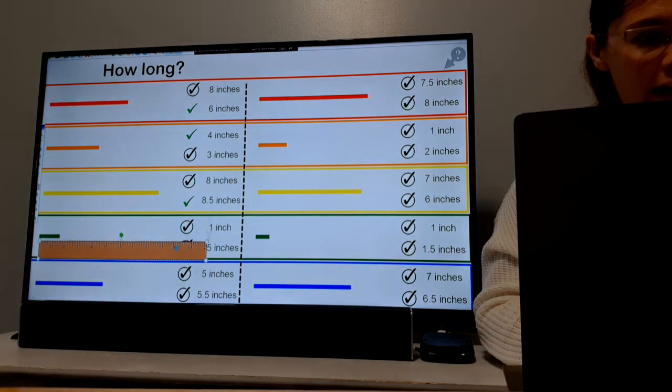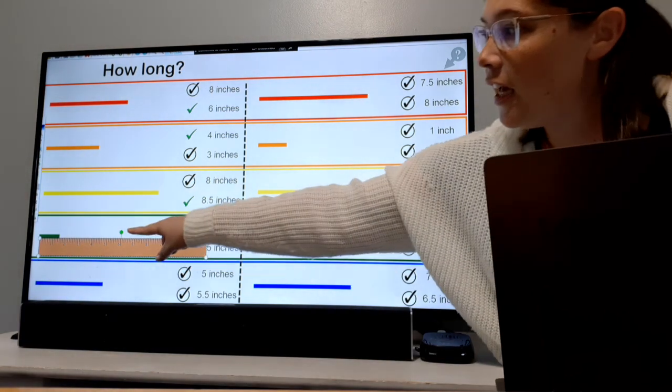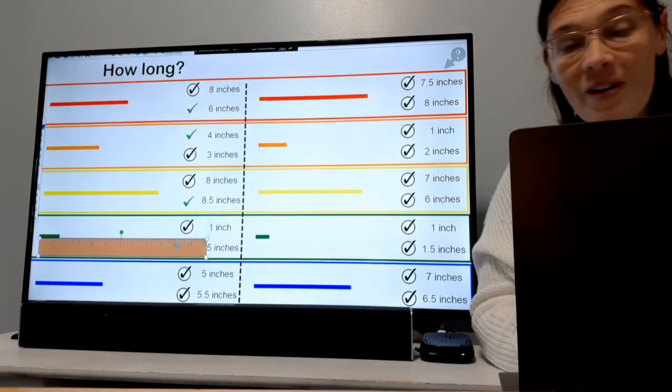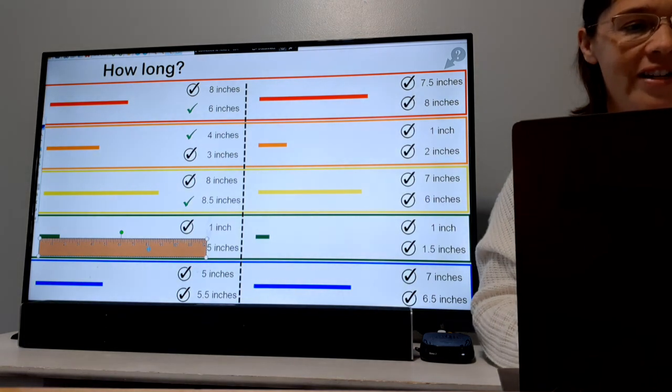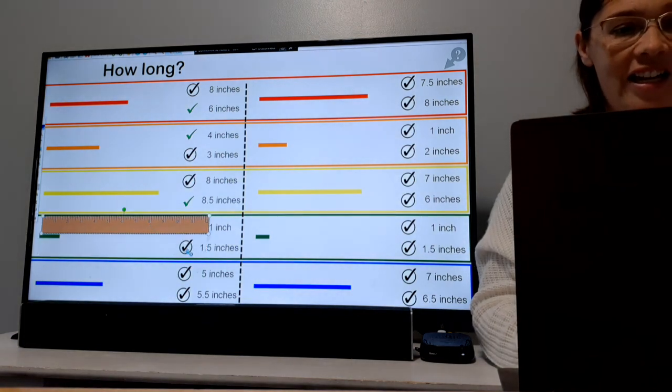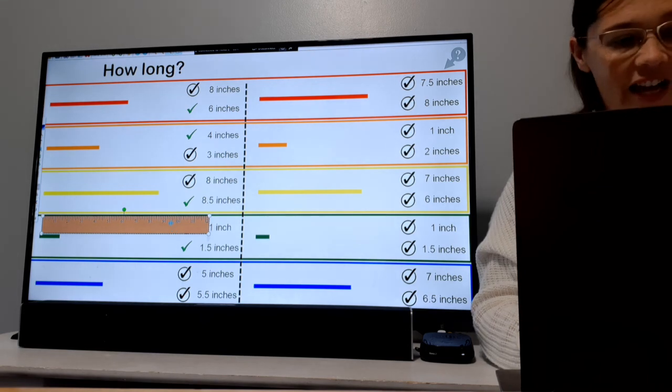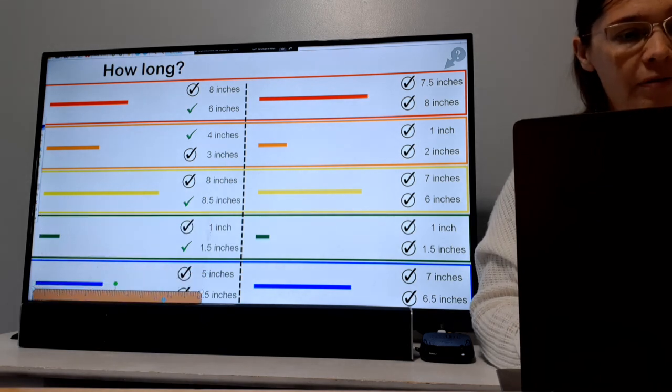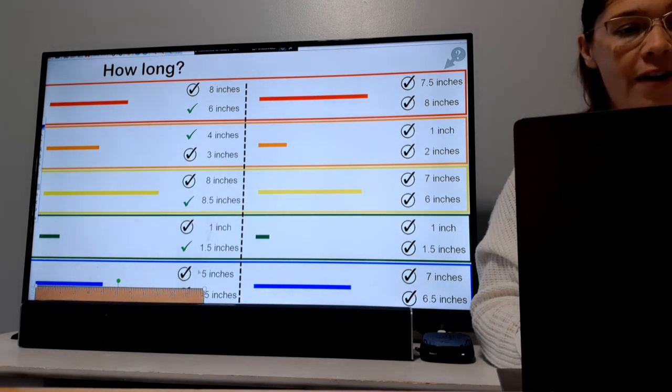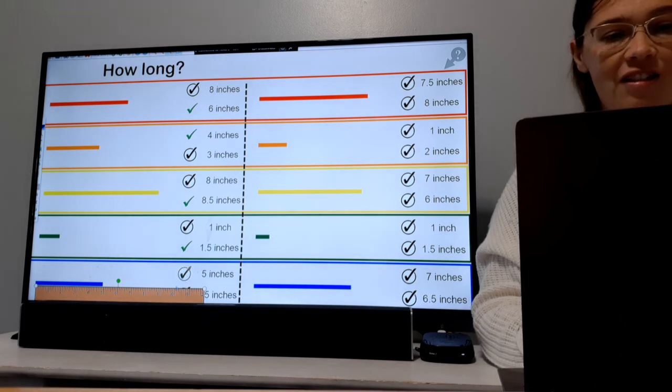Here, let's line this one up. This is 1 or 1.5. What do you think? Can you see it? In between the 1 and the 2 is 1.5. So let's click it. Yay! Green. Okay, let's try it again. The blue one. Here we go. 5 inches. Click it. That's right.